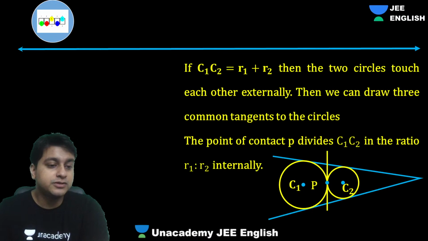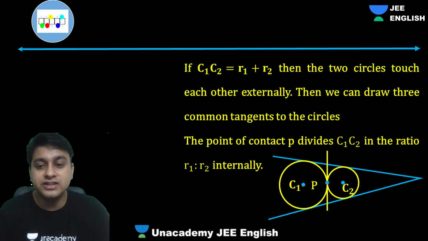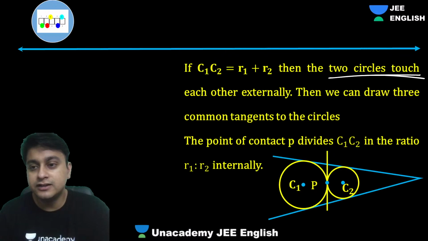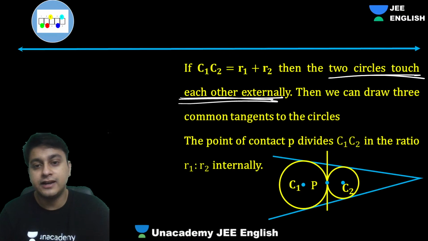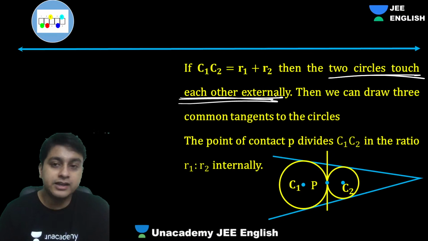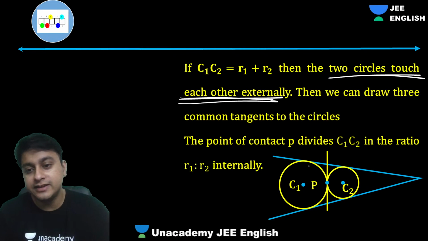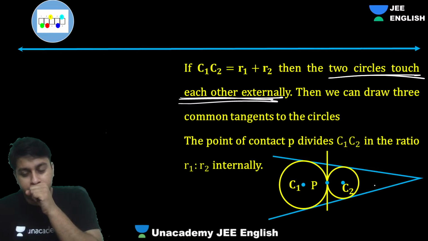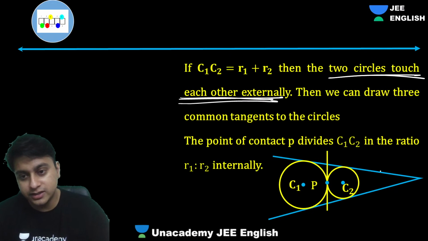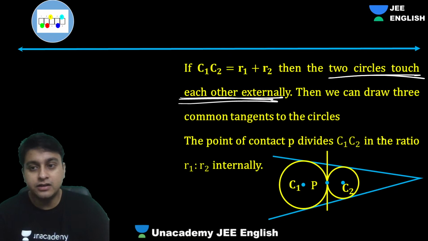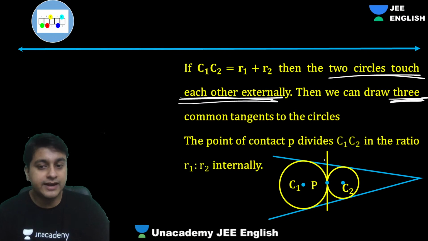Now guys, let's suppose we have this case, they are touching externally. Two circles touch externally. They are touching each other externally. So how many common tangents can we draw? See here. We can have one common tangent here, 2 and 3. How many can we draw this time? 3 common tangents. Direct will be only one.